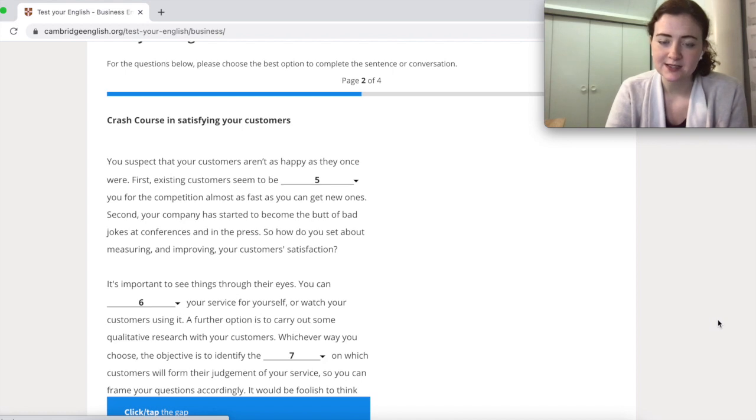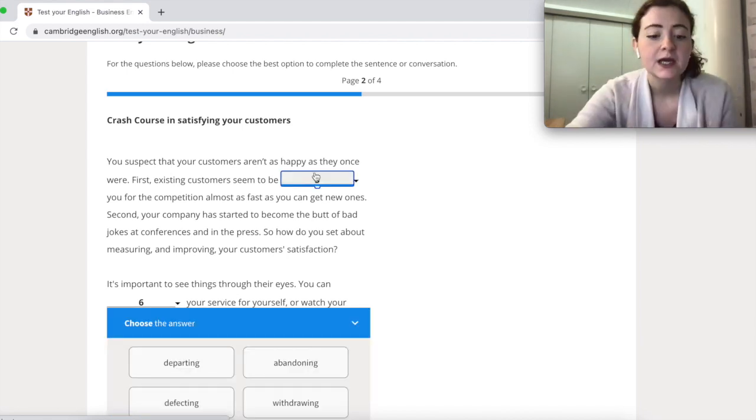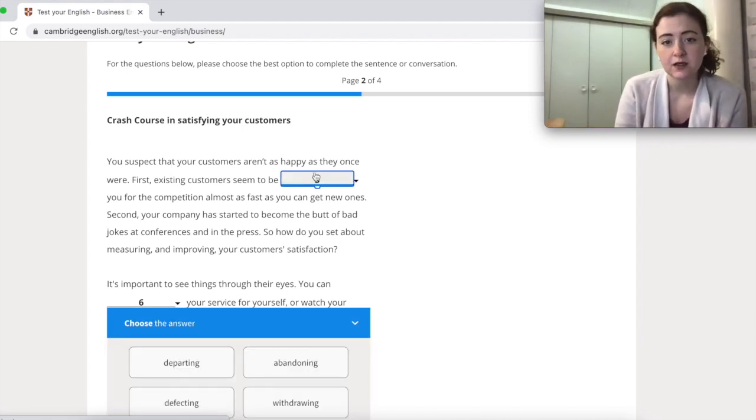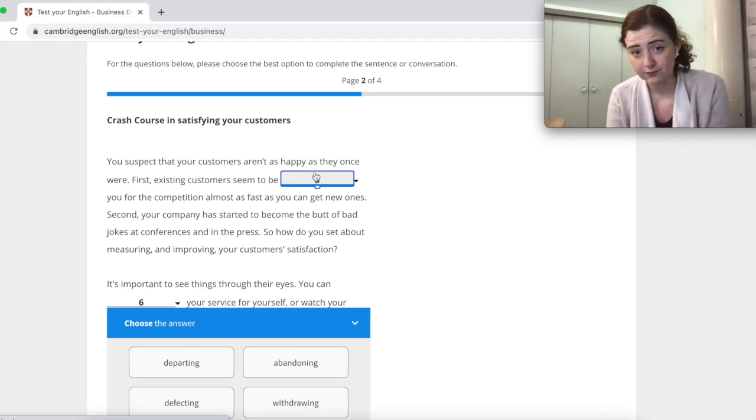Crash course in satisfying your customers. You suspect that your customers aren't as happy as they once were. First, existing customers seem to be blank to the competition almost as fast as you can get new ones. Second, your company has started to become the butt of bad jokes at conferences and in the press. So, how do you set about measuring and improving your customers' satisfaction? The options for the blank are as follows: departing, abandoning, defecting, or withdrawing.